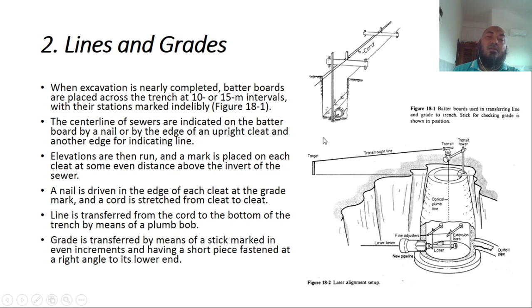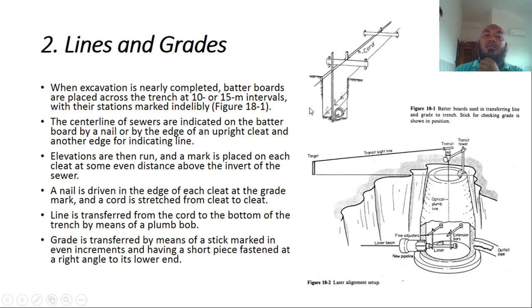So the center line of the sewer is indicated on the batter board by a nail or by the edge of the upright cleat and another edge of the indicating line. So elevations are then run, and a mark is placed on each cleat at some even distance above the invert of the sewer. So this is the elevation.